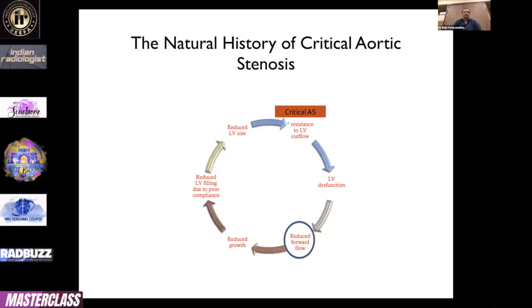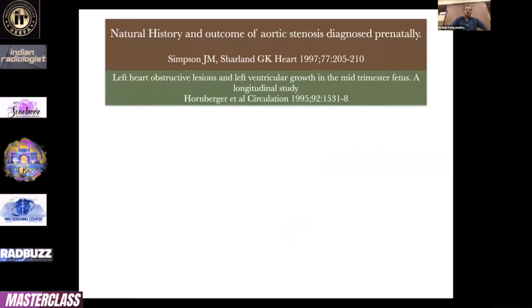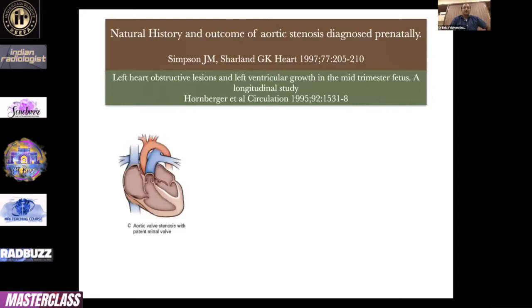That the key thing is the reduced forward flow. And that will result in this whole vicious cycle of hemodynamic changes, perpetuating a simple aortic stenosis into a much more sinister entity. So I'm going to show this. This has been described from very early times, by Hornberger in 1995, and Simpson and Sharland in 97, the natural history of AS.